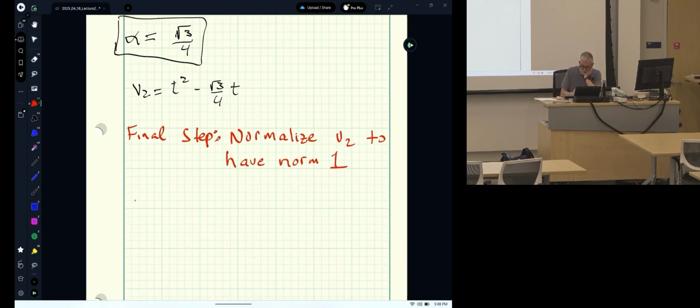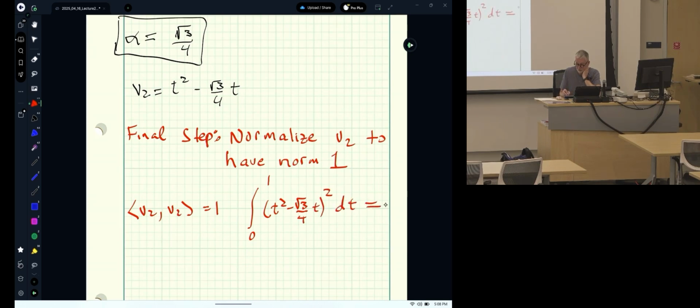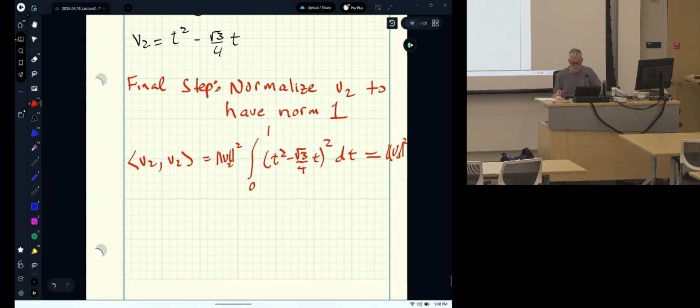And so that means inner product of V2 with itself equals 1. Excuse me, we need to compute that. So we do that integral, we get another number, and then we scale V2, and we got the final V2.